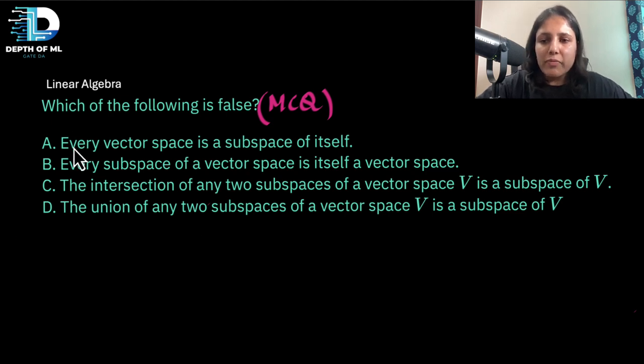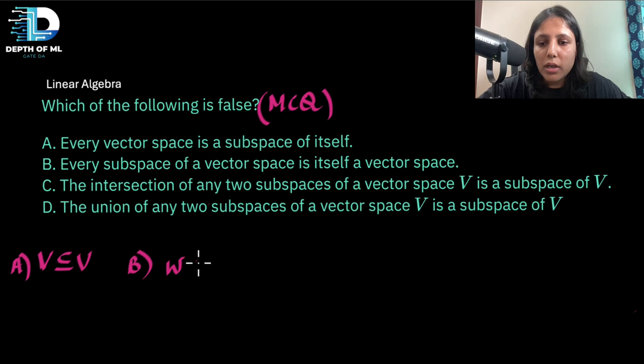They're asking whether every vector space is a subspace of itself. So say V is a vector space. Is it a subspace of itself? I will use this subset-or-equal-to symbol as a subspace of this vector space. So the first part is asking whether a vector space is a subspace of itself. The second part is asking whether a subspace of every vector space is itself a vector space. So if I have W which is a subspace of V, then is it a valid vector space?